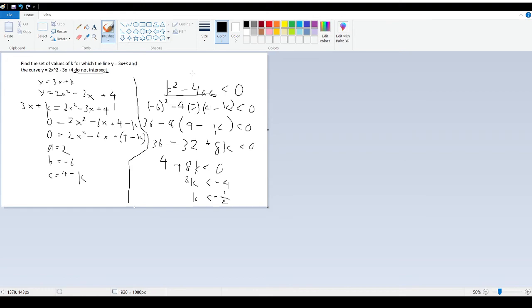Okay, and then we can use it in questions as well, like find the set of x if the line and this curve do not intersect, where one of them is a quadratic equation. They can do just like that. So good, cool.